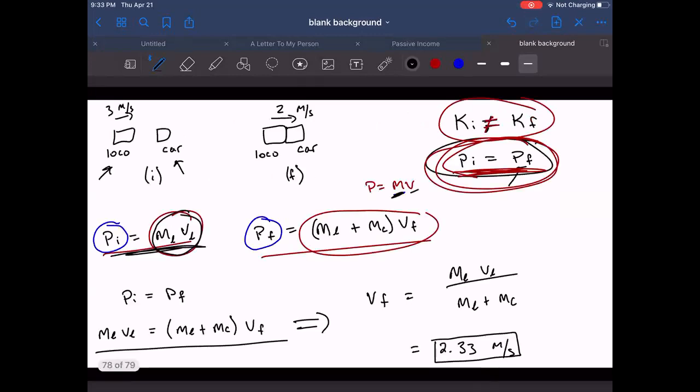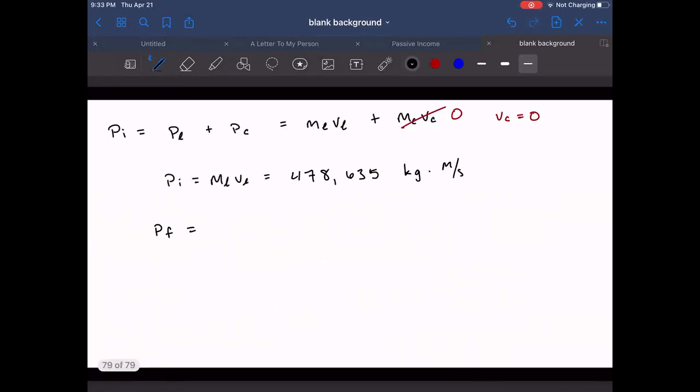And then we solve for the final momentum, which, like we said, is the momentum of the system. But now there's only one object. What's the mass of that object? This, times whatever final velocity we got, right? Same answer, because we better get the same answer. It's different for some reason.